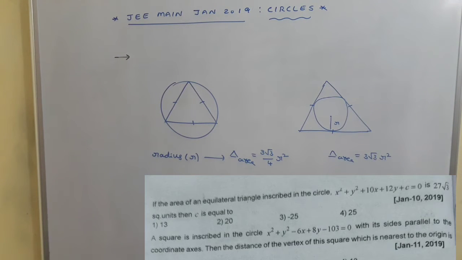See, for the next problem, if the area of an equilateral triangle inscribed in the circle x square plus y square plus 10x plus 12y plus c is equal to 0 is 27√3, then we need to find the value of c. To solve this problem we need the first relation which I mentioned on the board. If a triangle is inscribed in the circle of radius r, area is 3√3/4 r square. Whereas if a circle is inscribed in an equilateral triangle with circle radius r, the triangle area is 3√3 r square. I mentioned two results on the board, but to solve this problem the first one is enough. Use the first one, find the radius of the circle, and from there get the value of c. You just write.